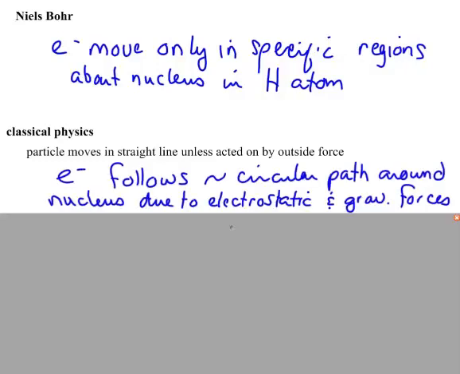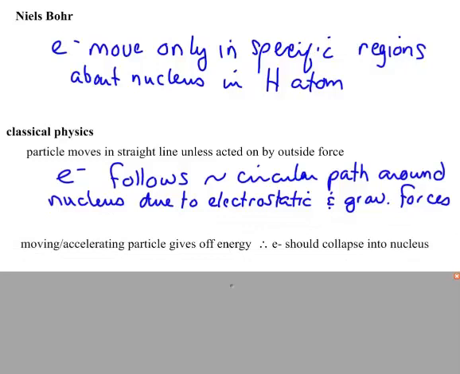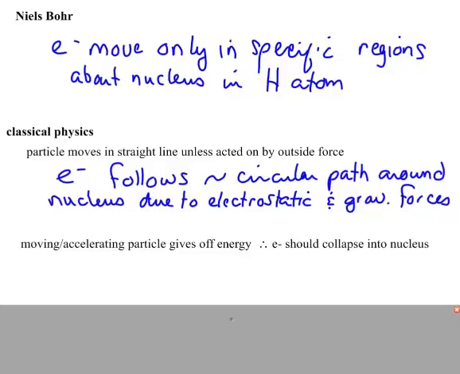Now what we also know from classical physics is that moving or accelerating particles give off energy. And if they give off energy and the electron's a moving particle, it should eventually collapse into the nucleus. But we know that that doesn't happen because atoms tend to be really stable. So why doesn't it fall into the nucleus?